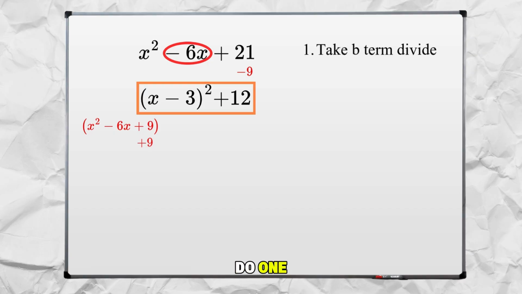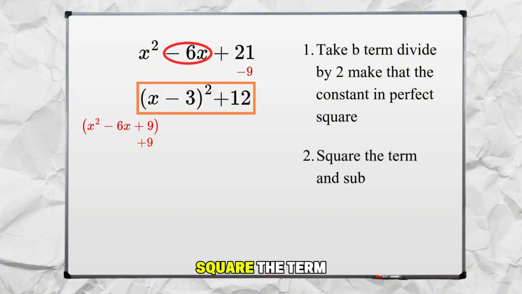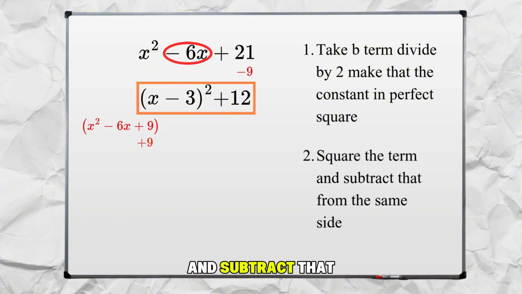So I would do 1, take half the b term. That becomes my constant in the perfect square. Then after you take half of that term, square the term and subtract that from the same side. That's it. That's how we go from standard to vertex form.